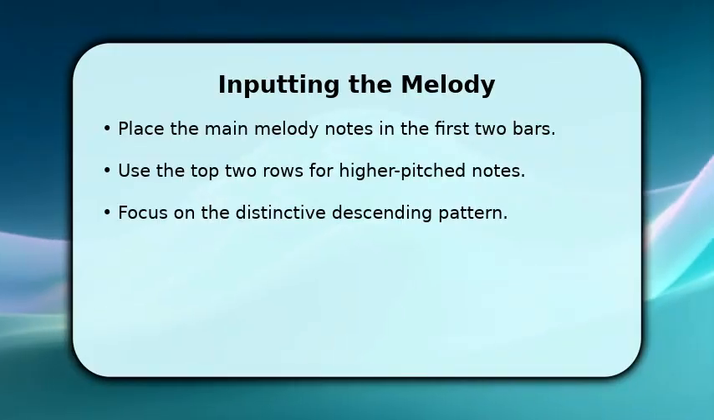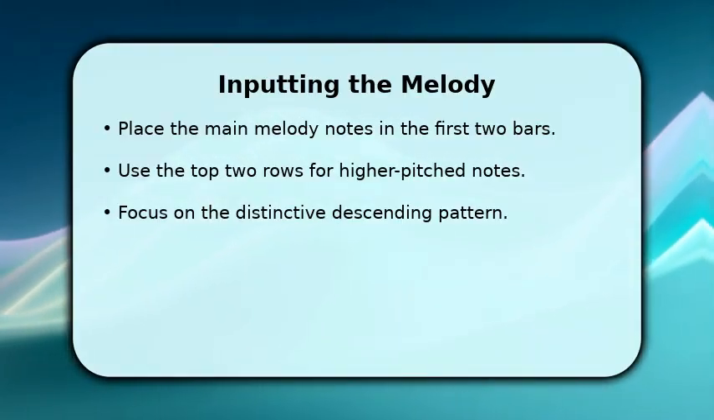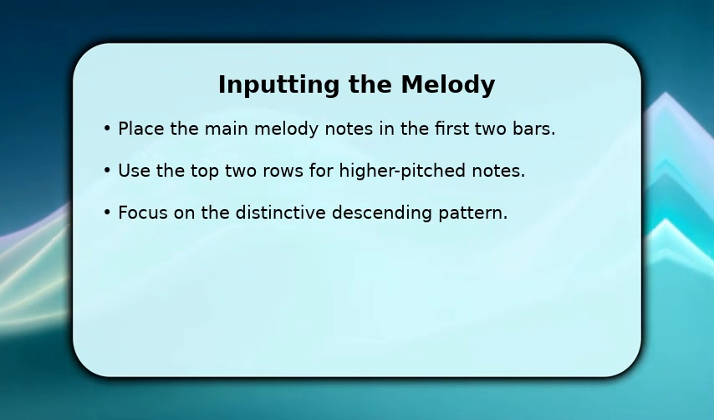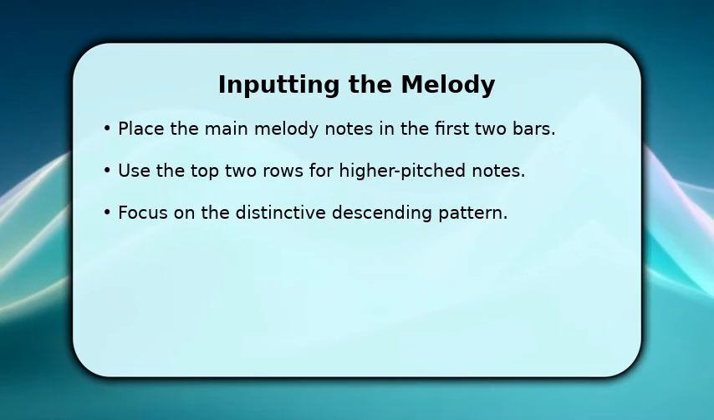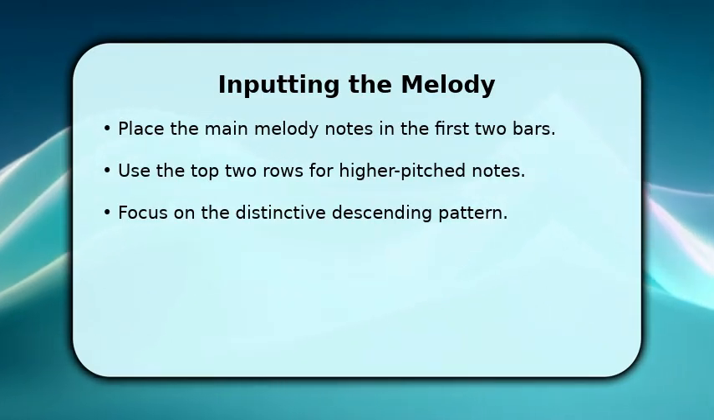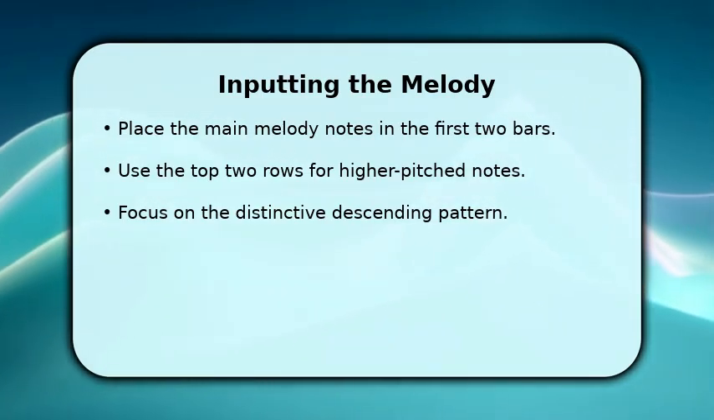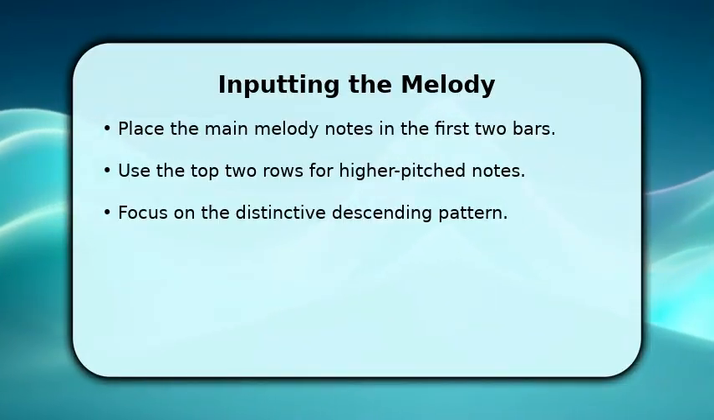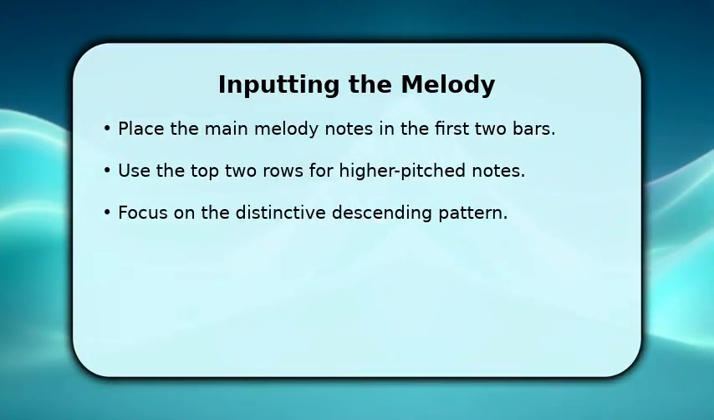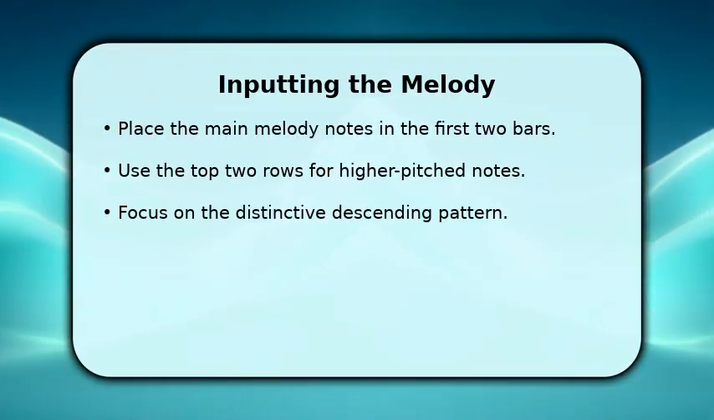Now, let's input the iconic melody. In the first 2 bars, place the main melody notes, primarily using the top 2 rows of the grid for higher pitches. Pay close attention to the distinctive descending pattern that defines the song. Once you have the first 2 bars, simply repeat this melody pattern for the remaining 2 bars to complete the main loop. This creates the recognizable hook.